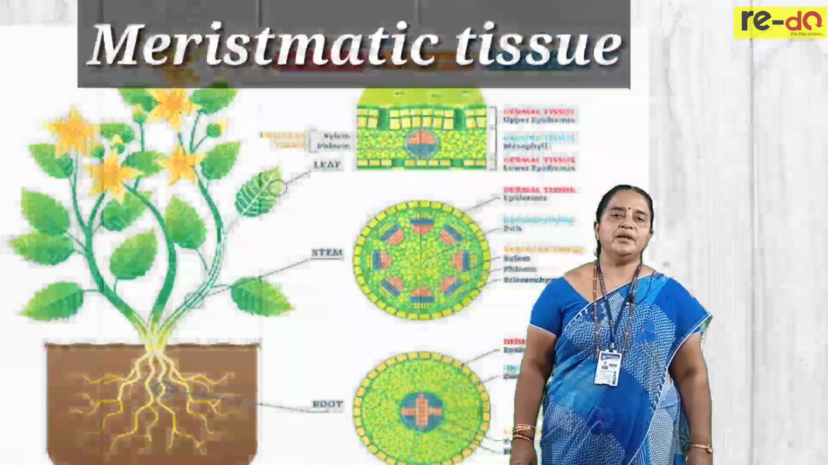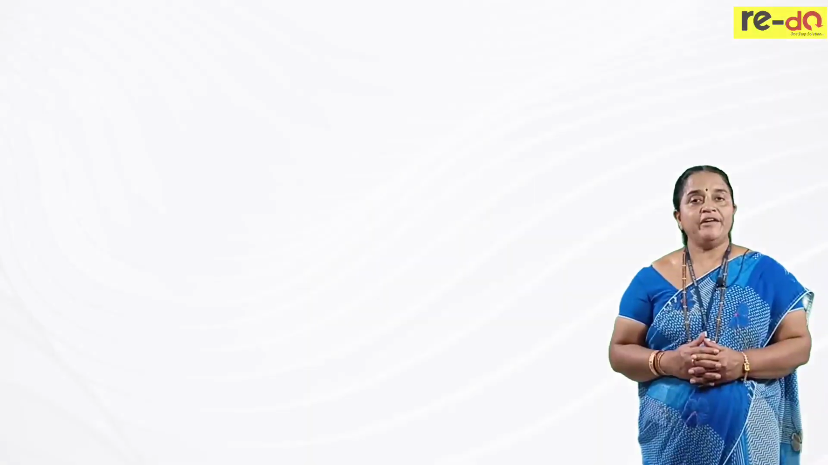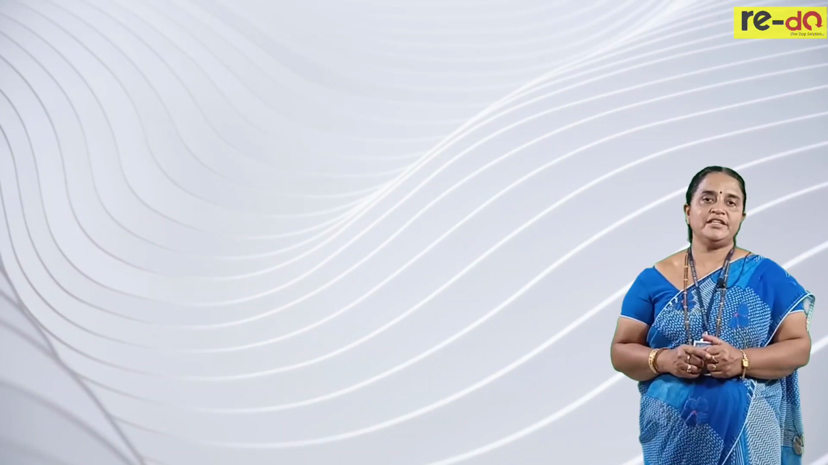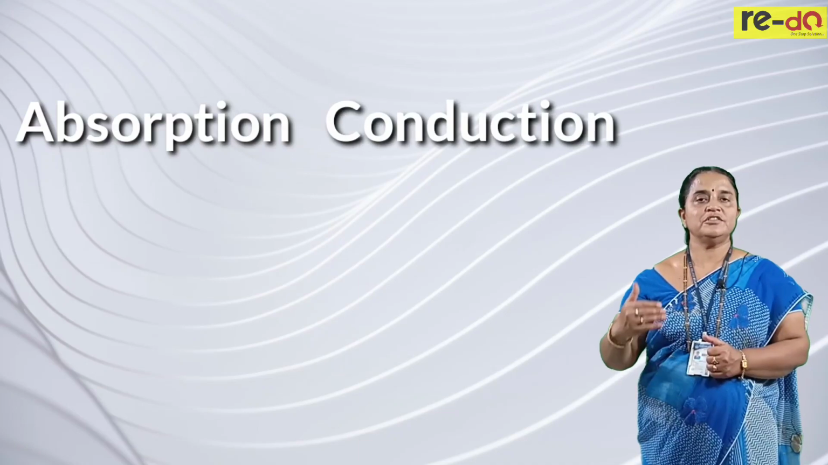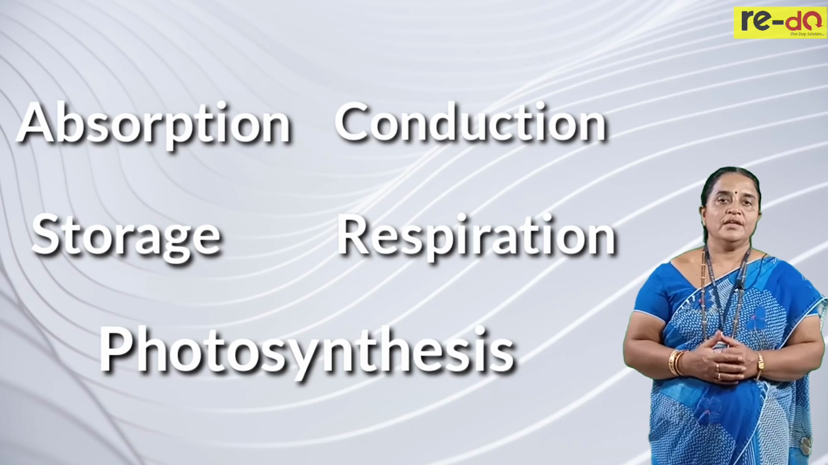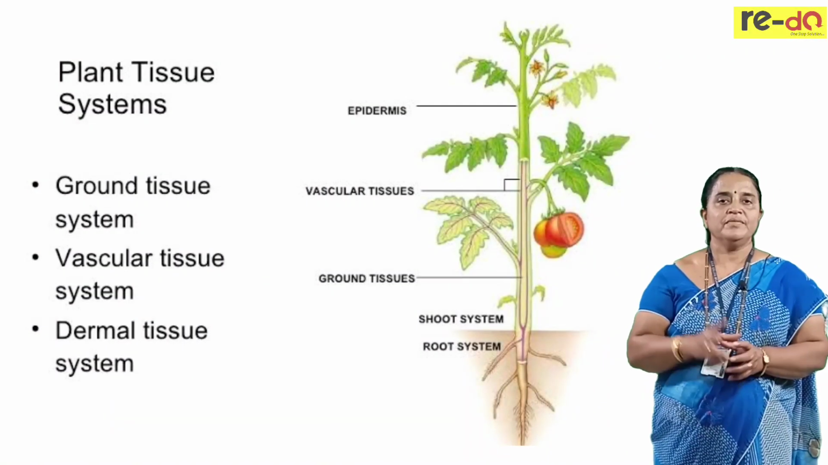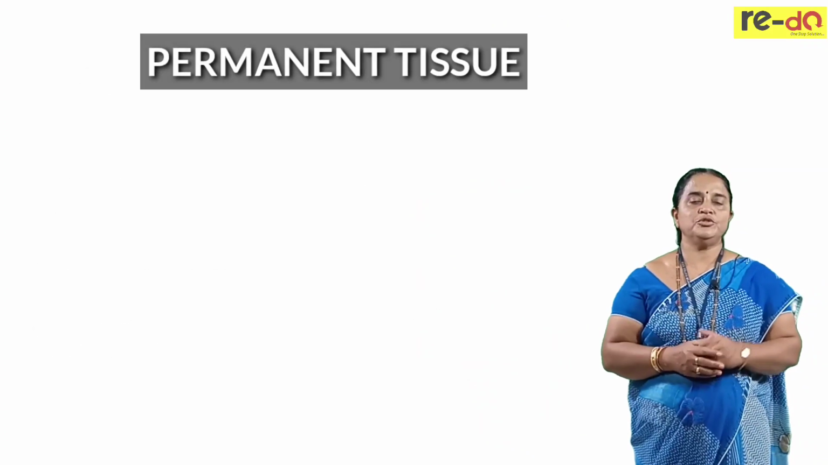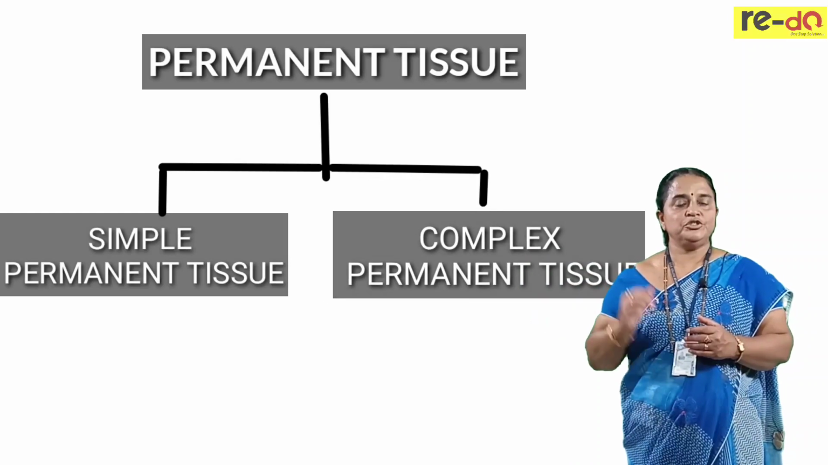Hello students, in the previous session we learned about meristematic tissue. Let us come to the permanent tissue present in the plant body. Permanent tissue has cells which are already differentiated, known to perform functions like absorption, conduction, storage, respiration, photosynthesis and so on. Based on the cellular mass forming the tissue system, there are two types of permanent tissues: simple permanent tissue and complex permanent tissue.